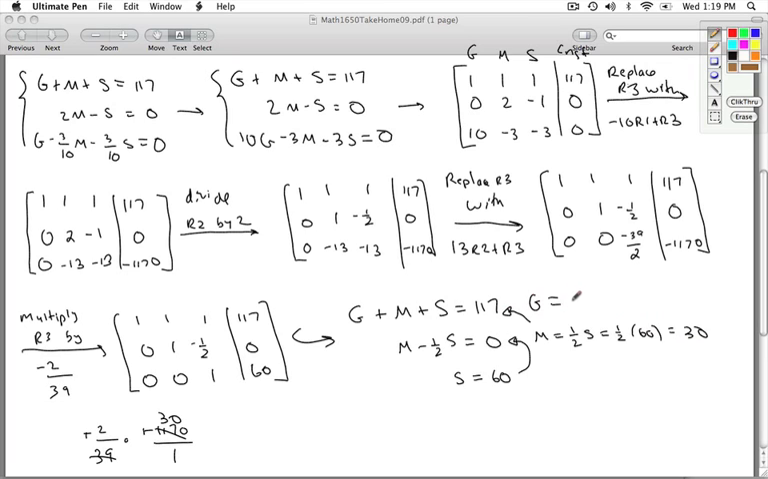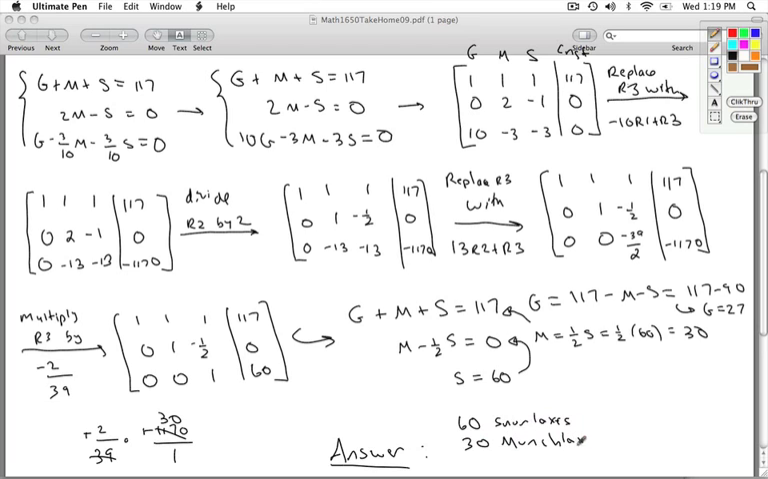And here I know what g is. It's going to be 1177 minus m minus s, which is 1177 minus 30 minus 60. That's 1177 minus 90. G then is 27. So my final answer: I have 60 Snorlaxes, I have 30 Munchlaxes, and I have 27 Gengars. And that'll do it for Take Home 9.